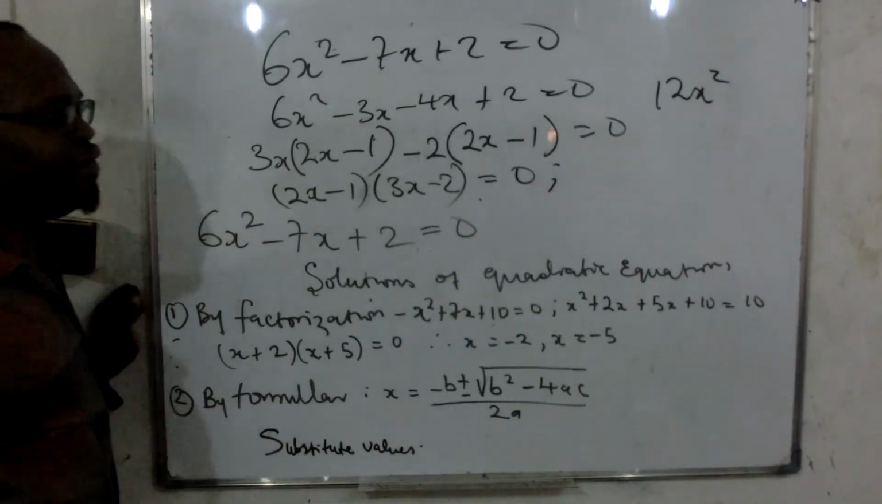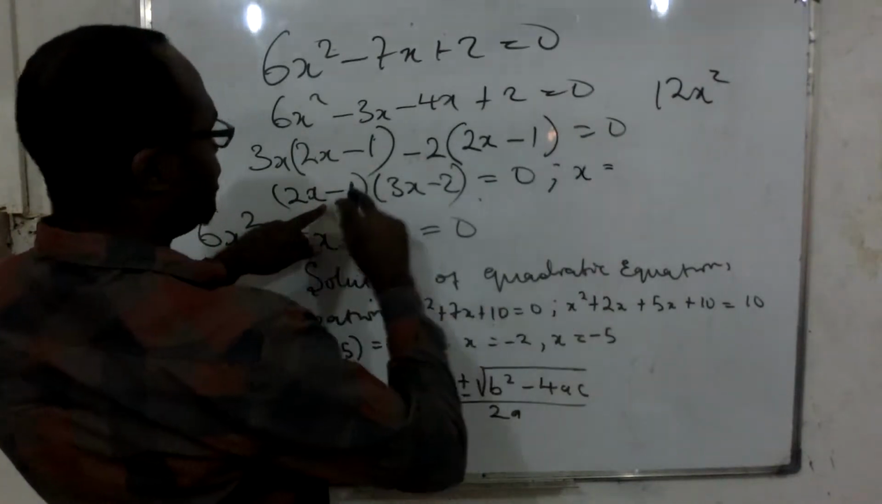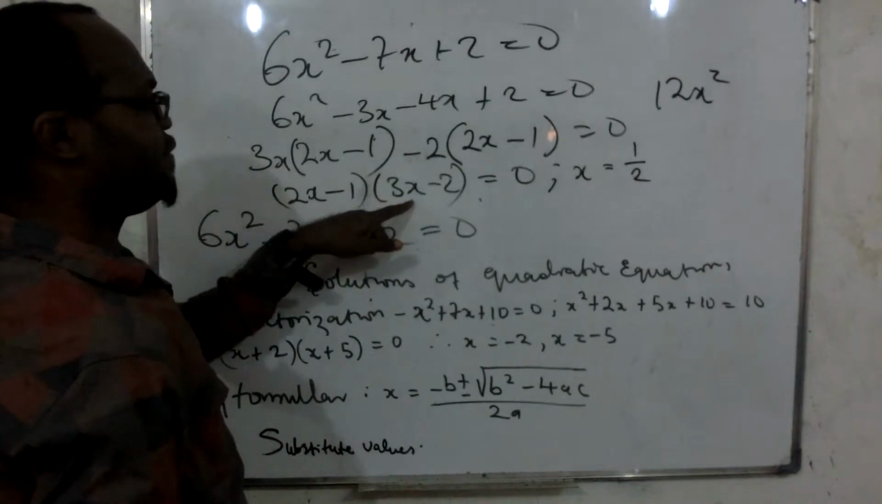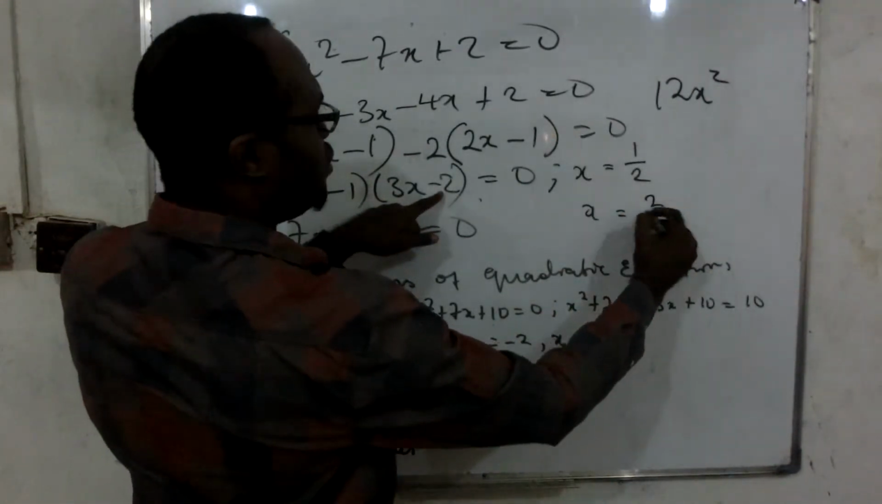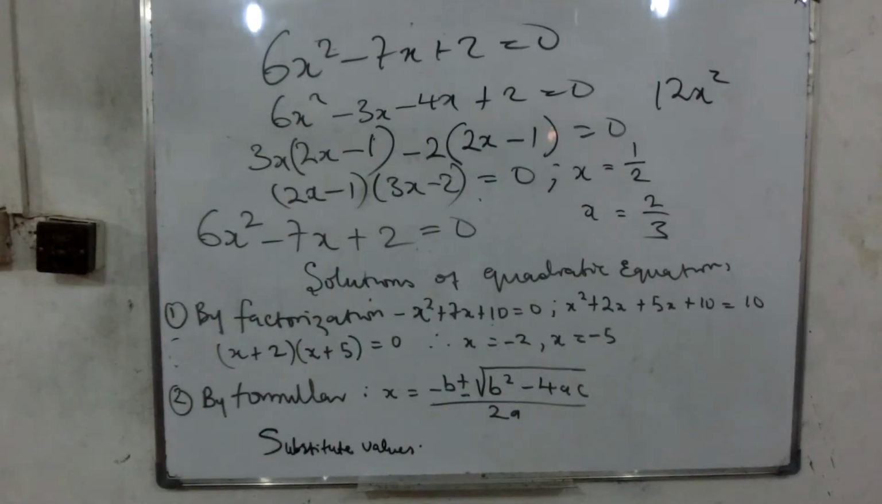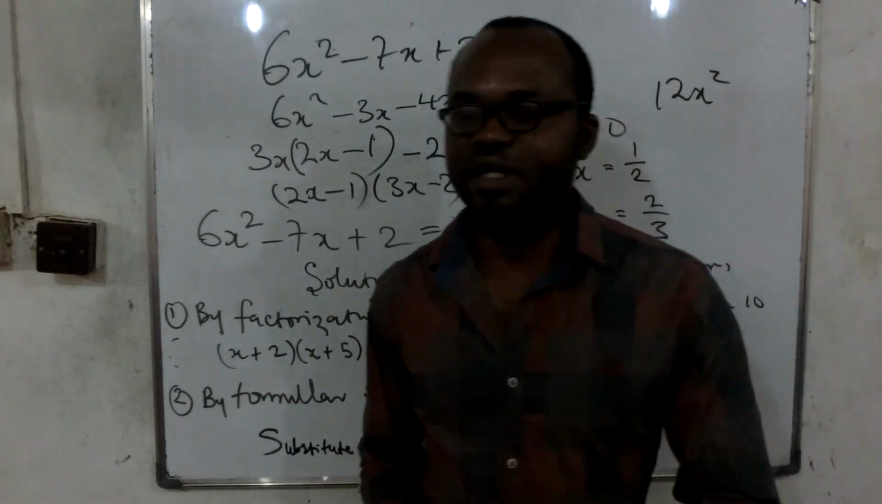So what are the values of x? For this one, what? X is equal to what? This will go over 1 over what? 2. Whereas for this one, x will be equal to what? 2 over 3. So that is the solution. So get that down. It's very clear. That's how you solve anything by factorization.